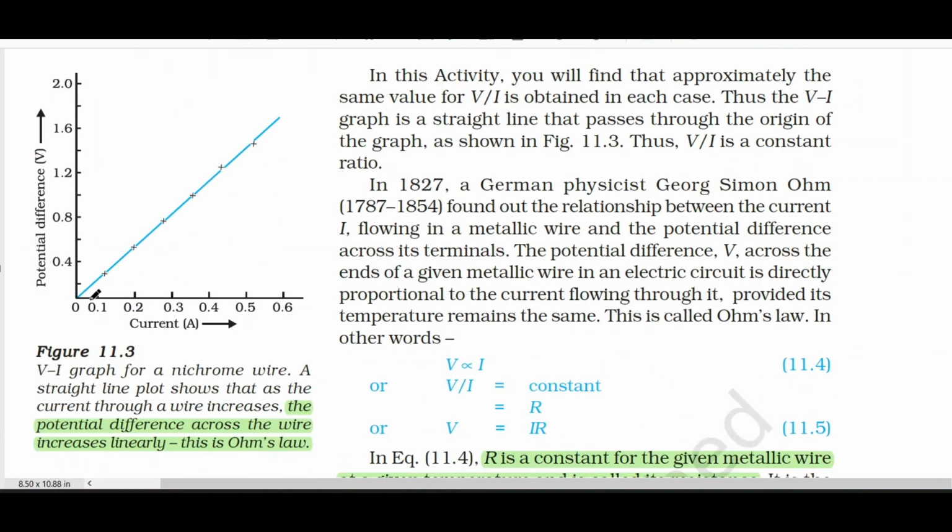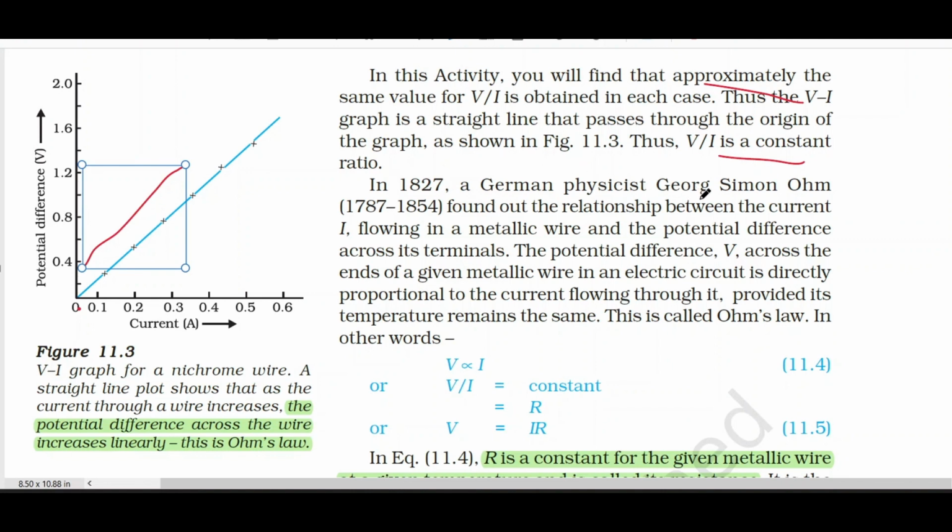और जब आप ग्राफ प्लॉट करोगे तो हमें क्या देखने को मिलेगा? You will find that approximately the same value of V to I is obtained for each case. तो आप जितना V बढ़ाओगे उतना ही I बढ़ेगा और वो रेशियो ऑलमोस्ट सेम रहेगा. Thus the V-I graph is a straight line that passes through the origin of the graph. तो यहाँ पे हमें V-I ग्राफ देखने को मिलता है which is a straight line graph and it passes through the origin. Okay. Thus V is to I is a constant ratio. तो क्योंकि हमारा V is to I approximately same value देता है तो हम इसको constant मान लेते हैं यानी कि it's almost always fixed for a given wire.